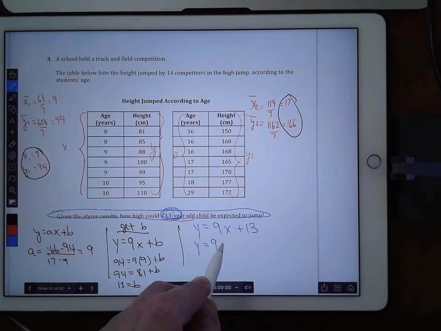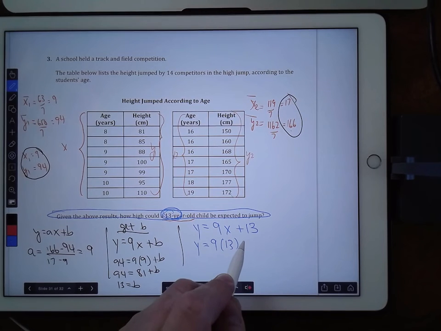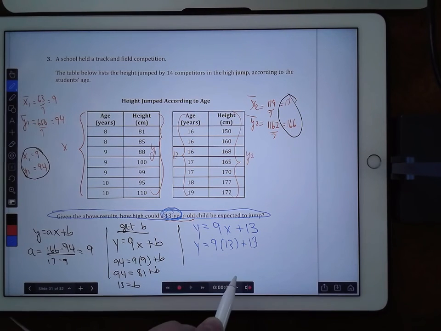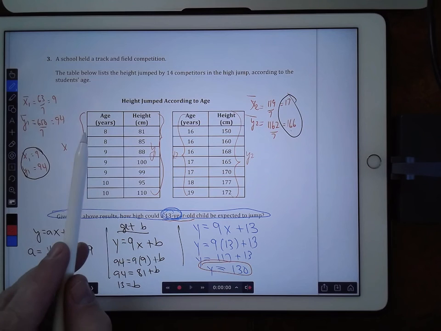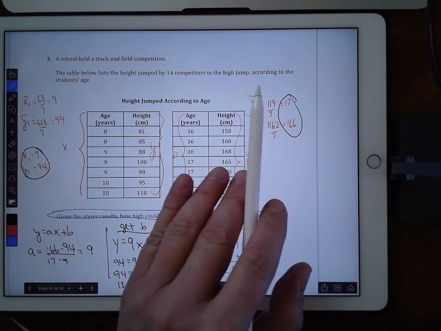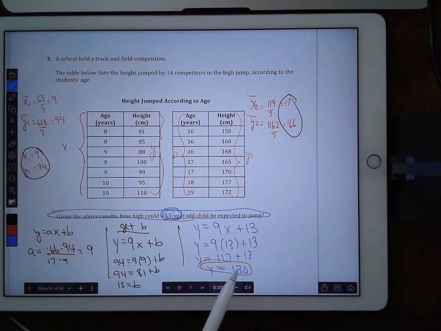So 9 times 13 plus 13. That's going to be 117 plus 13, which is 130. So we could predict, based on the equation of the line that comes from the averages of the two sets of x's and y's, that the y, or the height, would be equal to 130 centimeters. And that is the last of the Meyer line.